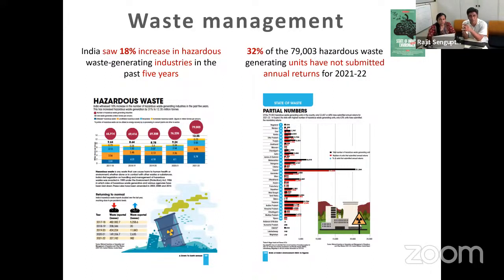So there are 79,000 such industries right now that we have in India. We realize that 32% of these are not submitting their annual returns. So that was another thing that we realized, a similar problem. In municipal solid waste, we don't know what is happening to a chunk of the waste. Similarly, over here, the hazardous waste, we don't know how they have been treated or whether they have been treated or not. So the raw data is also not available for them with the government.